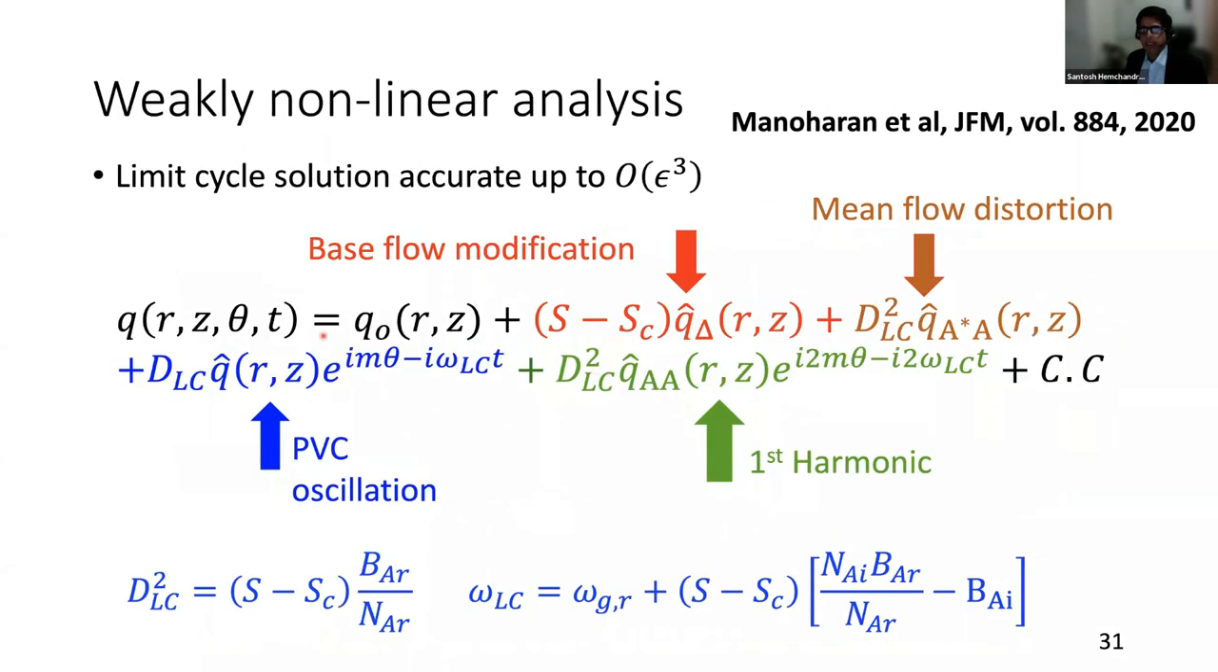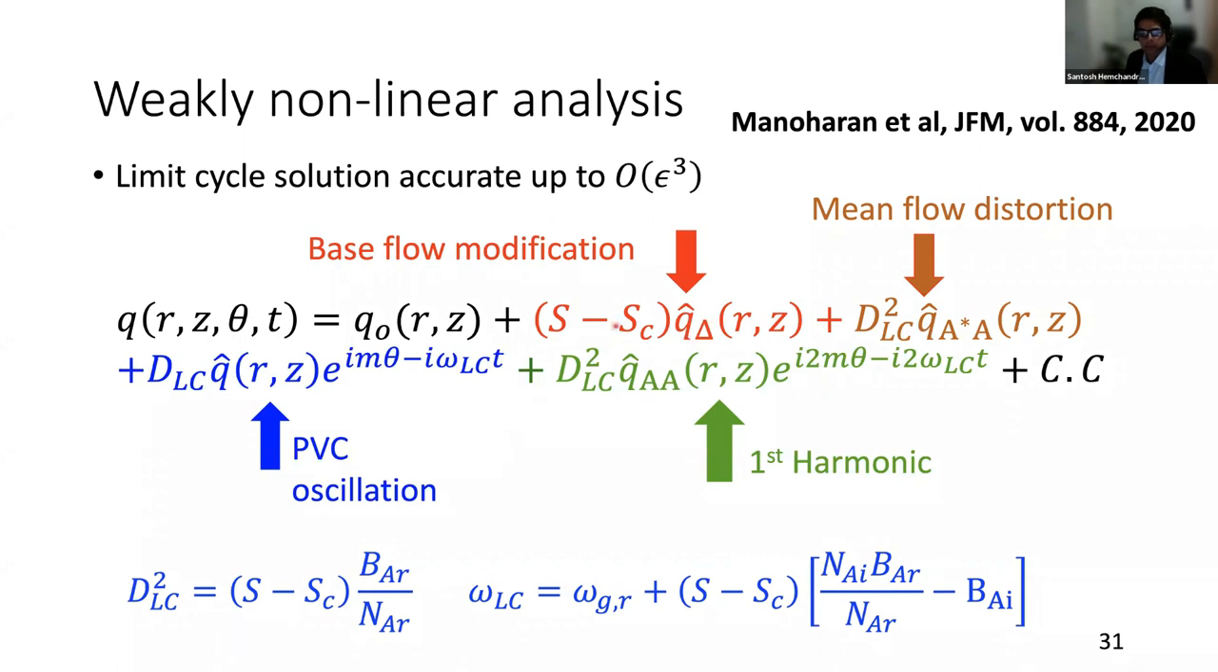And you get a solution that has this structure. So the first term is just the base time average flow at the critical. The second term is the modification that you get in the base flow simply because you increase swirl. Then there is a distortion term that comes because you get a PVC in the flow. And that changes the time average flow. And then you have the PVC itself and its harmonic.